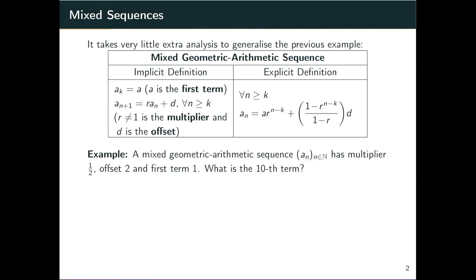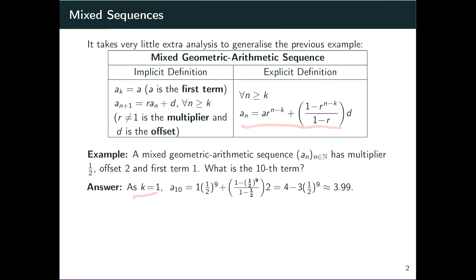So if we have a mixed geometric arithmetic sequence with a multiplier, so our r is equal to 1/2, our offset is 2, and our first term is 1. What is the 10th term? Then we're just going to substitute these values into our formula. Since k equals 1, we put a 1 here and a 1 here, and then we just substitute n equals 10 into the formula. So nothing too tricky going on.